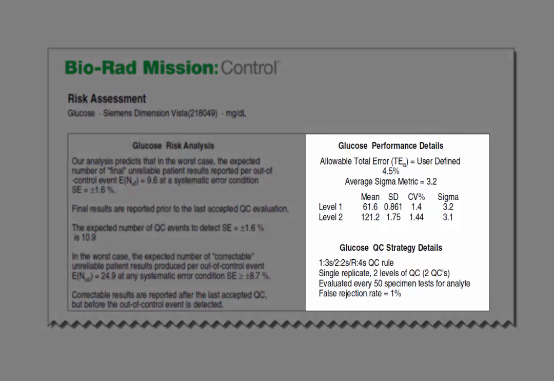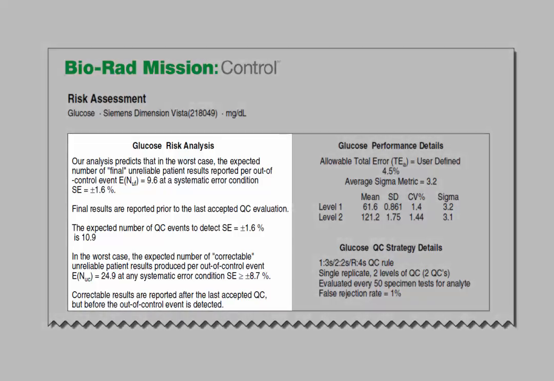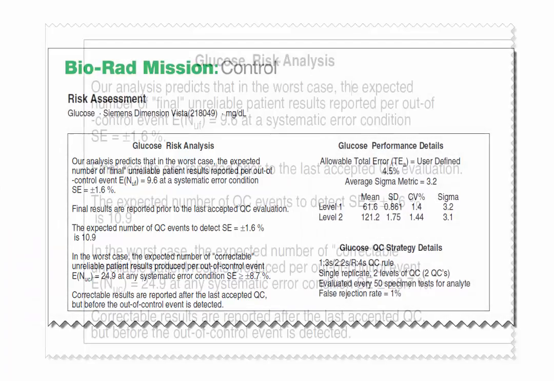The right-hand side of the summary lists the inputs used in the calculations. This is fairly straightforward, so we won't focus on it. Let's focus on the implications.